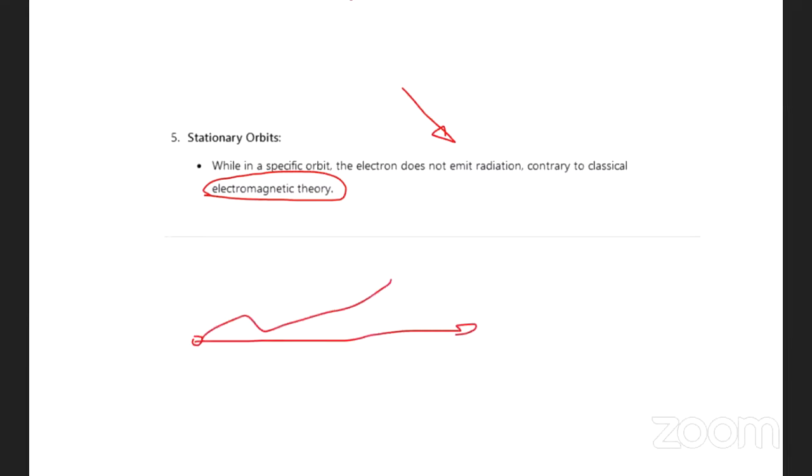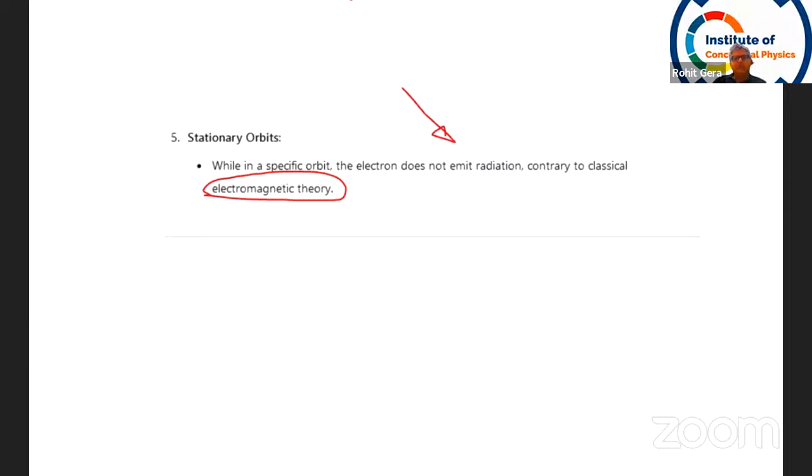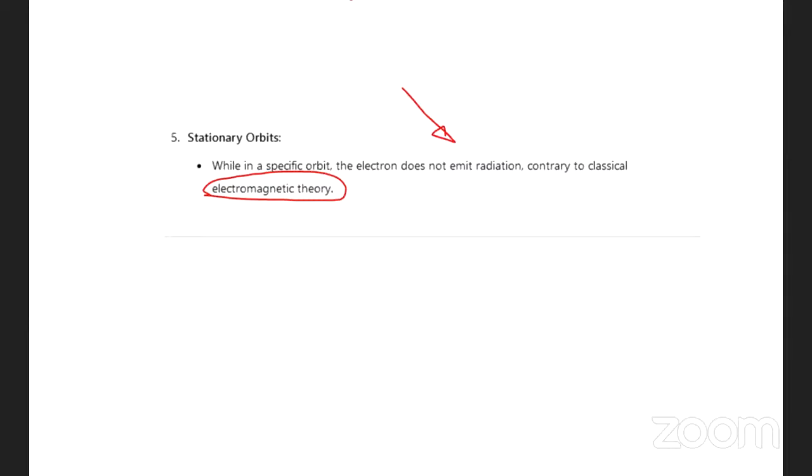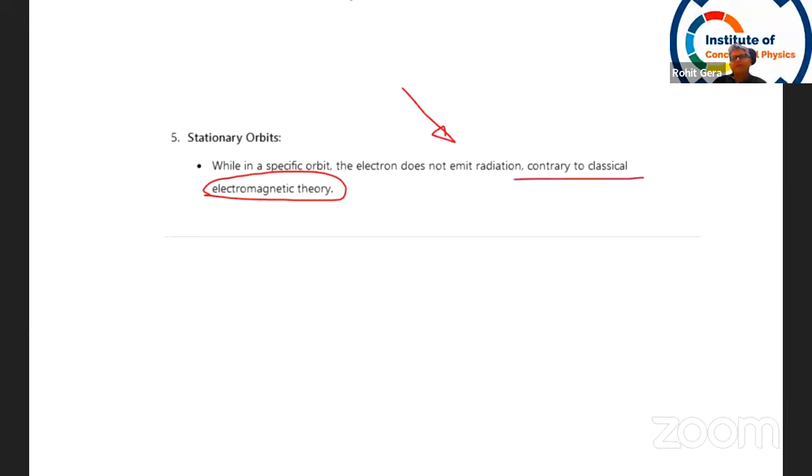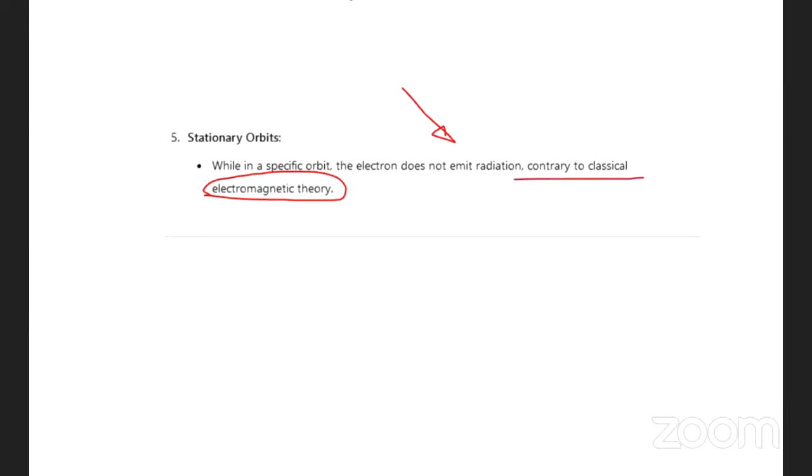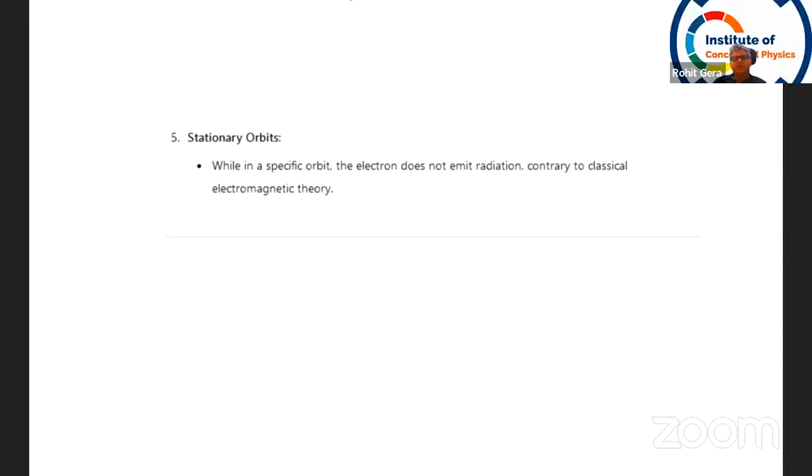But Bohr's atoms or electrons are also moving. They don't emit any radiation. It's a slight contradiction to your EM wave theory that moving charges emit EM waves. Such orbits where the electrons do not emit any radiation because of motion alone are known as stationary orbits. So stationary orbits are the orbits where the electrons don't emit any radiation.